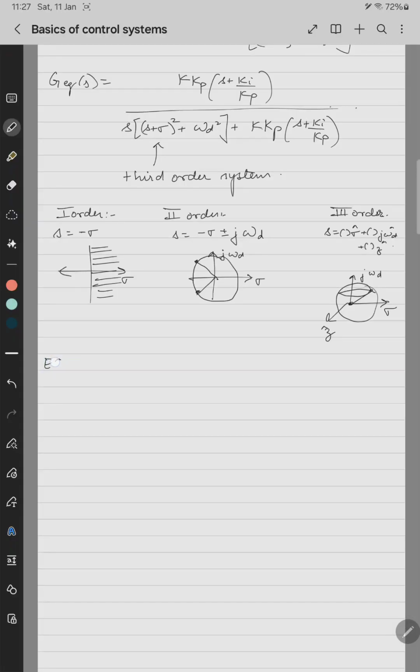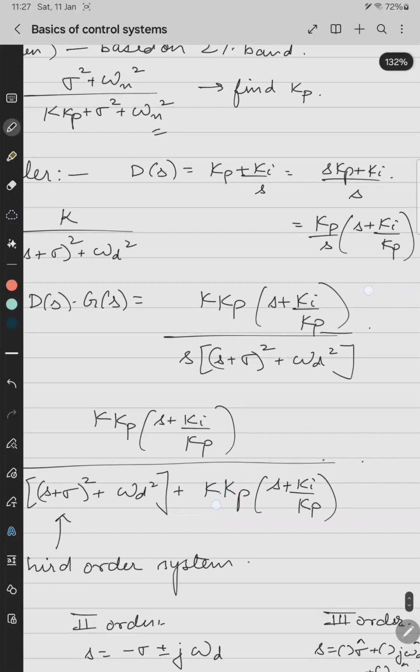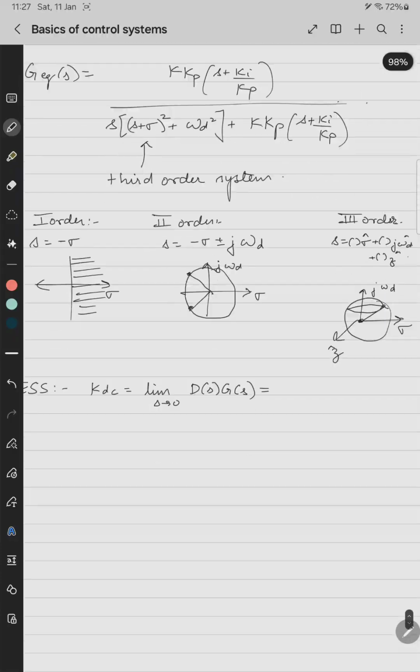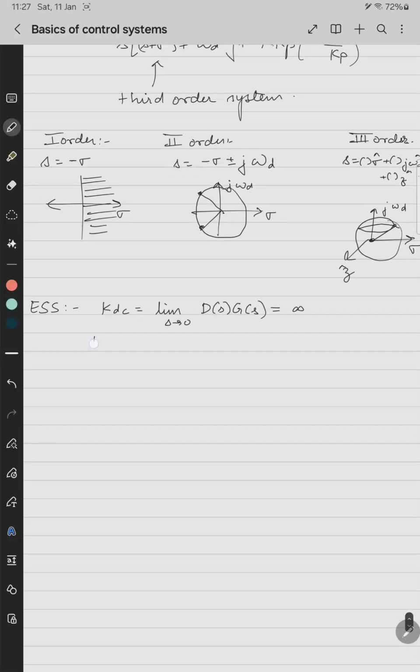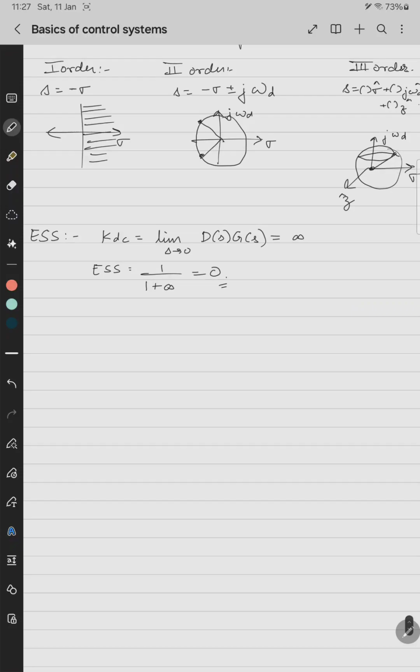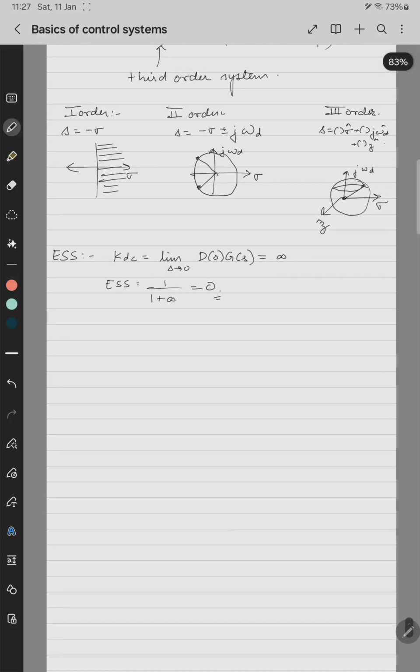Then we'll see the steady state error. What is KDC? It will be limit S tends to 0 of D of S into G of S. Now see here, D of S into G of S already has an S in the denominator, and if you put S as 0 it will be infinite. So ESS is 1 by (1 plus KDC), that is 0. So irrespective of the order of the system, PI controller always gives 0 steady state error. This is one observation. That's why PI controller is preferred over P controller. So here also you won't get any identity to tune Kp and Ki.